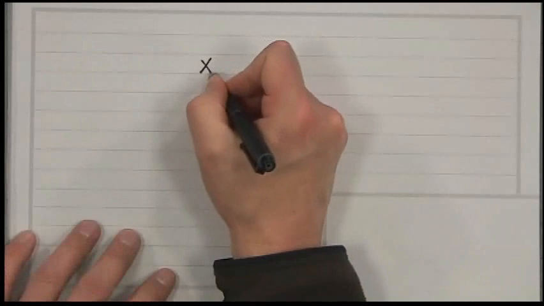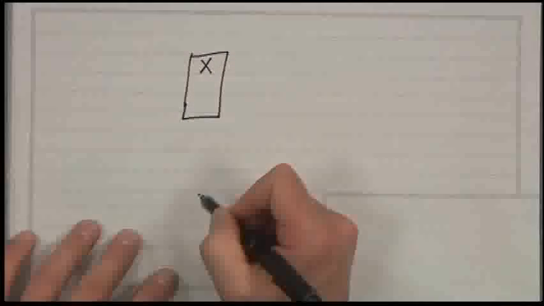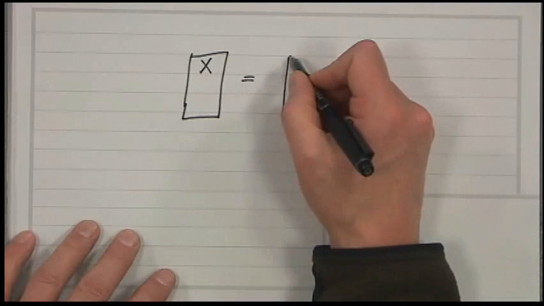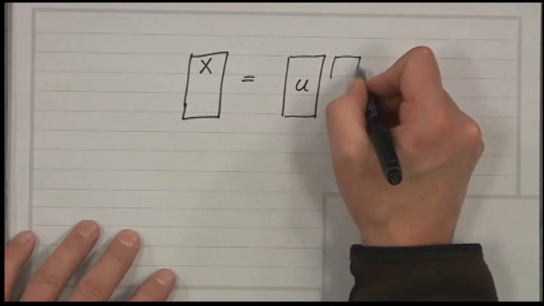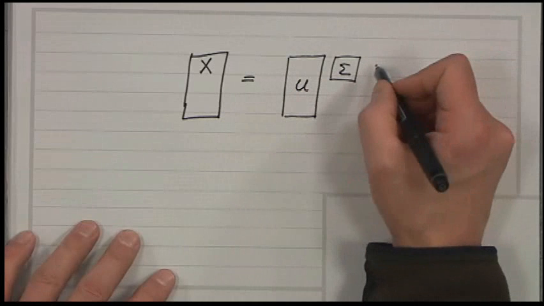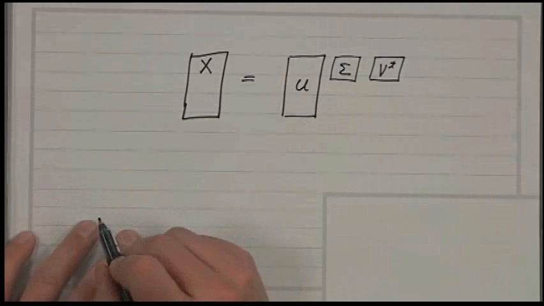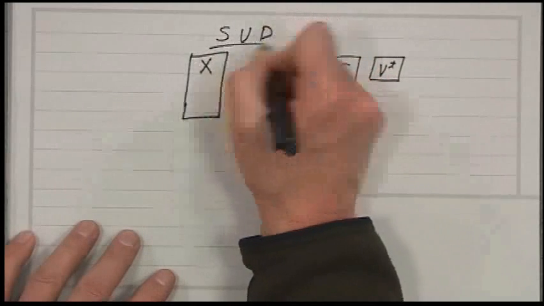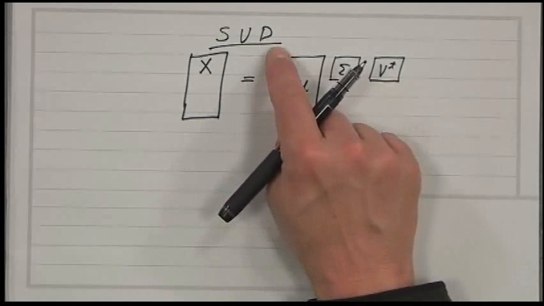What you can do is you can take X, which is now a tall, thin matrix, and you can compute its singular value decomposition: U, sigma, and V transpose. So this is the SVD, singular value decomposition. The SVD is very important.